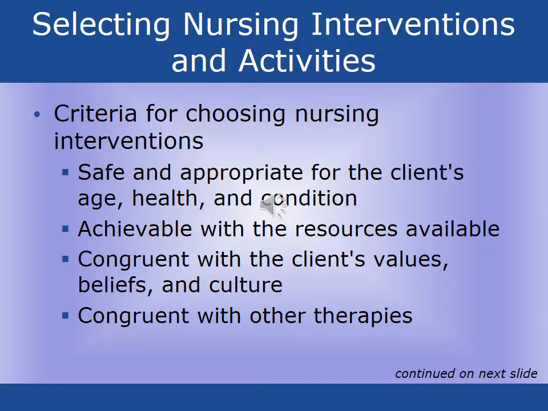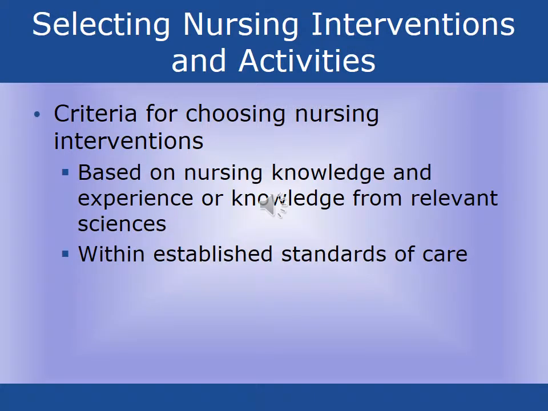Criteria for choosing nursing interventions: one, it has to be safe and appropriate for the client's age, health, and condition. It has to be achievable with the resources that you have. And it has to be congruent with the client's values, beliefs, and cultures. If it's not, you're not going to be successful. And it has to be congruent with the other therapies they're receiving. It needs to be based on nursing knowledge and experience, or knowledge from relevant sciences. It's not just up in the air. It comes from a specified source, and it's within established standards of care.